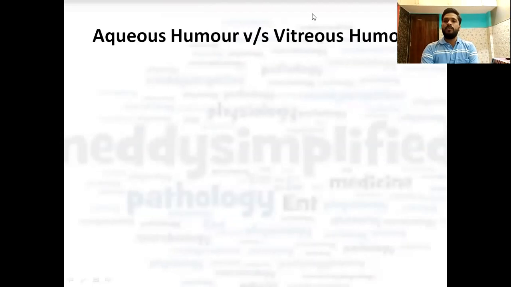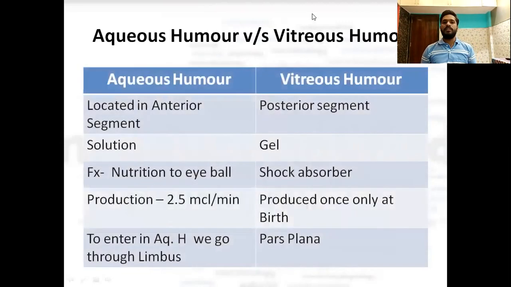Now talking about the aqueous and vitreous humor. Aqueous humor is located in the anterior segment of the eye, whereas vitreous humor is located in the posterior segment. How do we divide the anterior and posterior segments? By the lens. The part in front of the lens is the anterior segment, whereas the part behind the lens is the posterior segment, which consists of vitreous humor, a gel-like structure, whereas aqueous humor is a solution-like structure. The function of aqueous humor is to provide nutrition to the eyeball, whereas vitreous humor acts as a shock absorber for the eye. Aqueous humor is produced at 2.5 microliters per minute, whereas vitreous humor is produced just once, at birth, and if it is lost, it cannot be gained again.